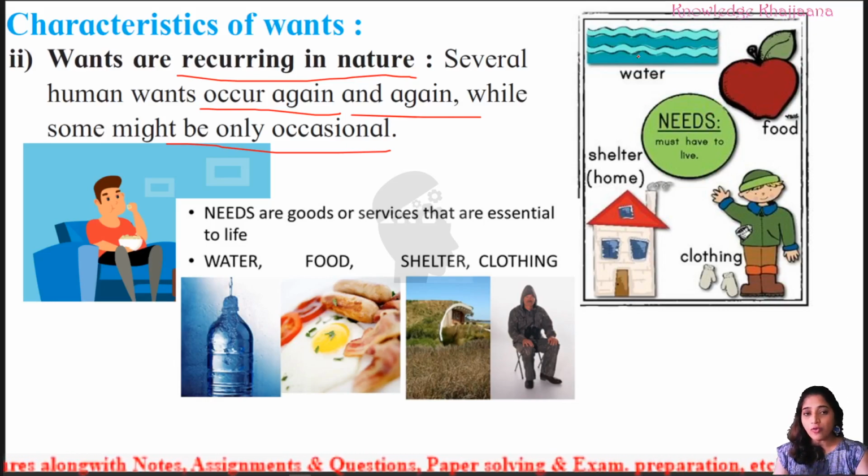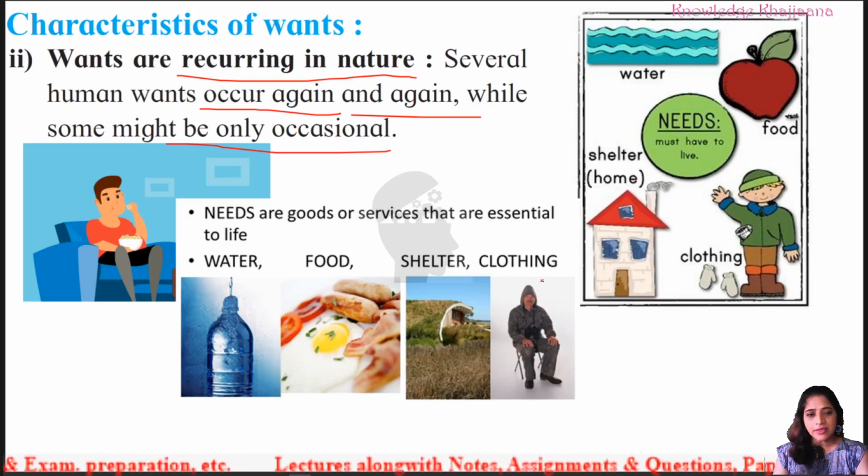So the want for water and food are basic requirements. The want for clothing is also a basic requirement, which will occur again and again. Again and again we will require food, and again and again we will require clothes. So these are the recurring wants. These wants cannot be satisfied once. Having once, possessing once, or consuming once, these requirements will occur again and again.